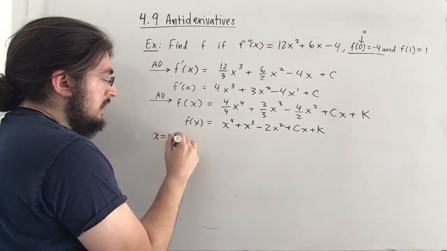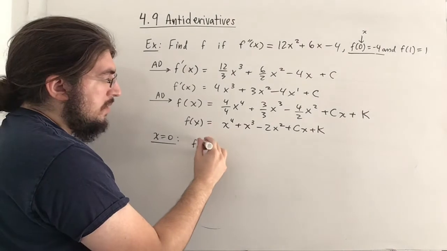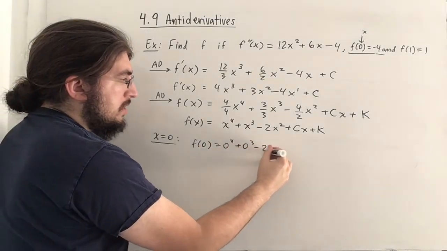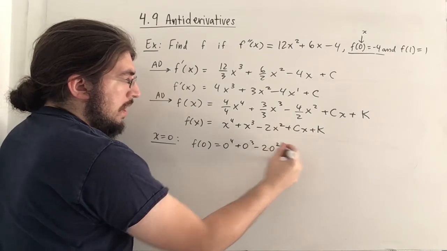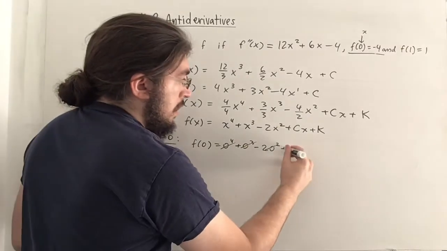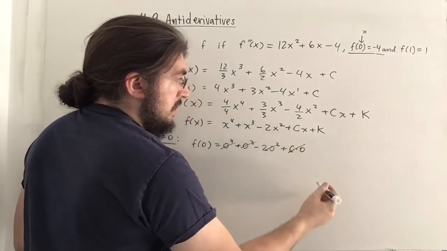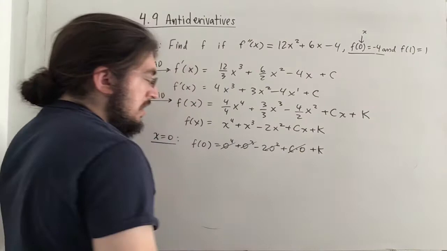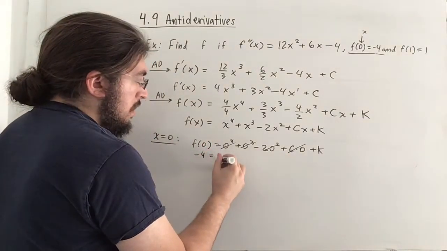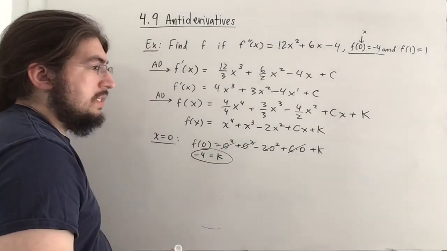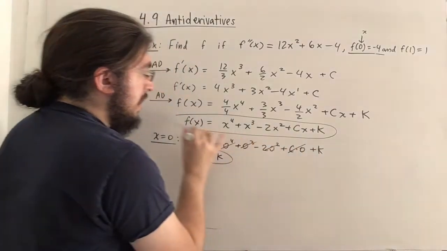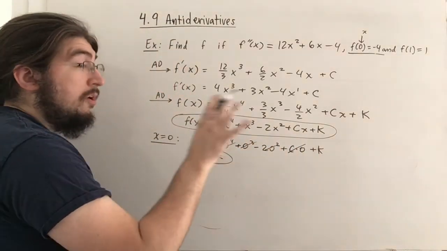So when we set x equal to 0, we get f of 0 is equal to, let's see, 0 to the fourth plus 0 to the third minus 2 times 0 squared. Obviously these are all going to be 0 because they're just multiples of 0 basically, plus c times 0, which is also 0, plus k. So f of 0 is literally just equal to k, but f of 0 is negative 4. So there we go, we get negative 4 is equal to k. Awesome. And this is kind of our answer. We're just trying to find out the unknowns c and k. So far we found k.